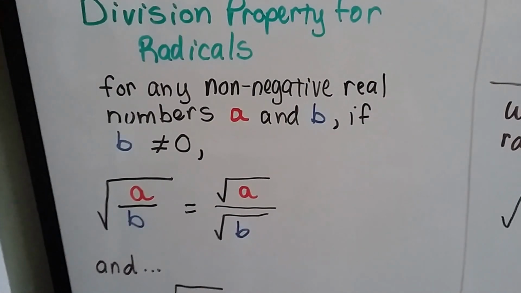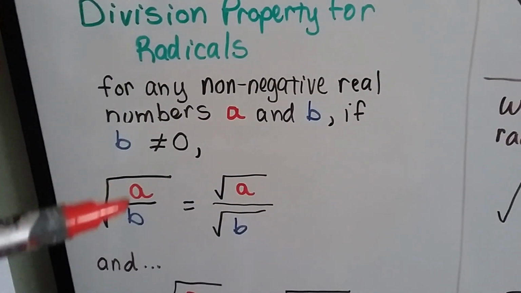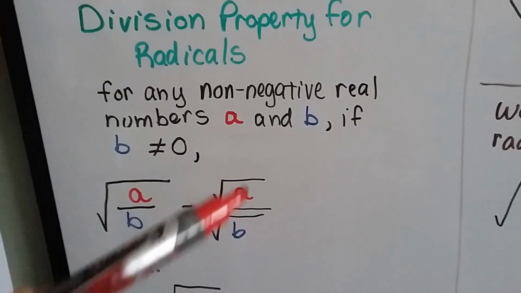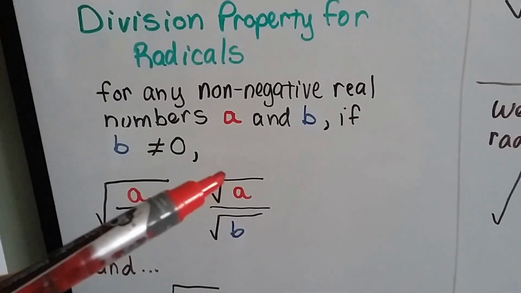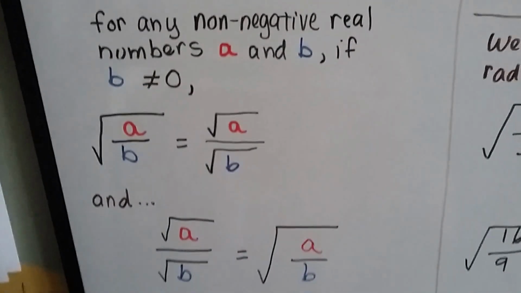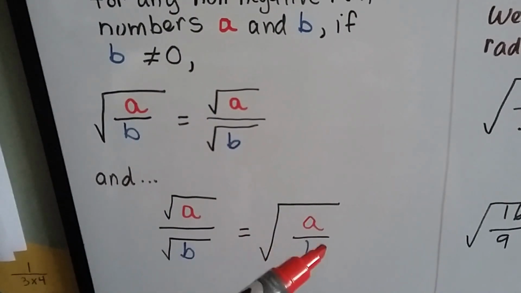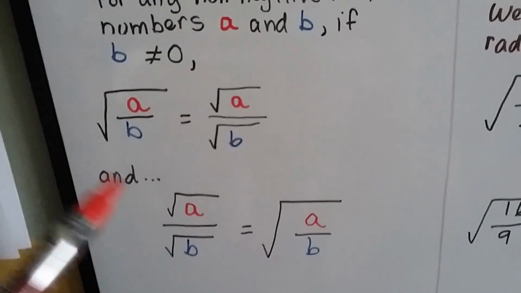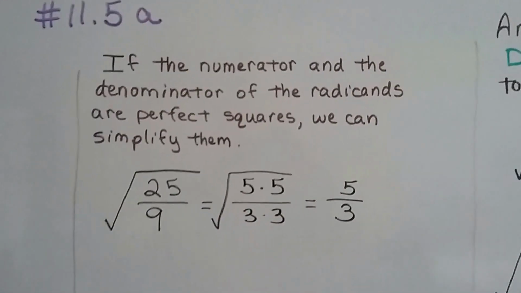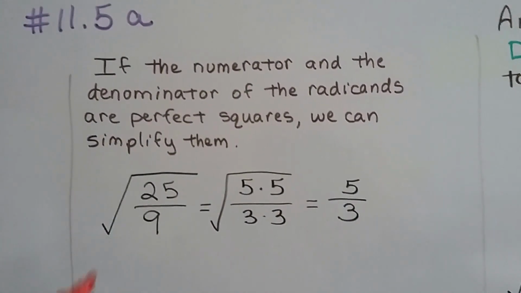For any non-negative real numbers, a and b, as long as b is not 0, if we've got a fraction inside of our radical sign, we can split it up so that there's a little radical up here and a little radical sign down here, see? And we can flip it around. If we've got these first, it'll equal this one. See? We can flip this around. Okay? So if the numerator and denominator of the radicands are perfect squares, we can simplify them.